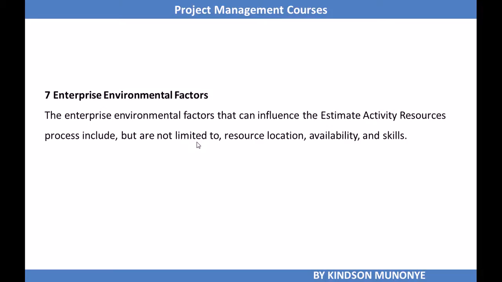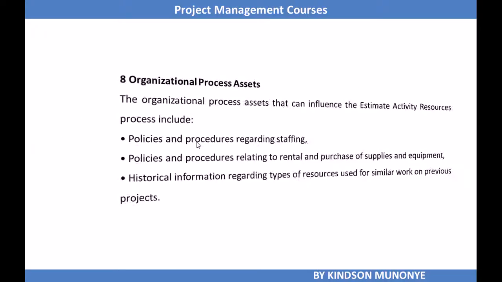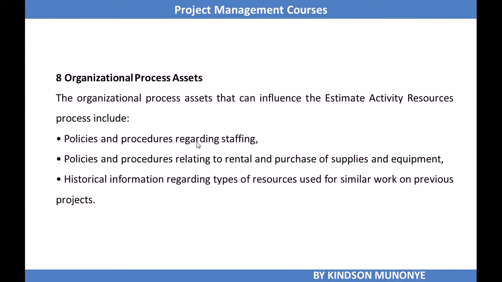And of course, we need enterprise environmental factors to estimate activity resources, and some of them might be the location of the resource, the availability of this resource, and the skill level required to complete the activity. Of course, we need organizational process assets that can influence estimate activity resources. These include the policies of the organization, the procedures relating to rental and purchase of supplies, and of course we might need historical information regarding types of resources used for similar work on previous projects.